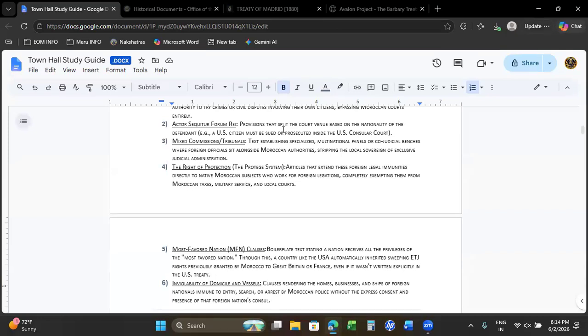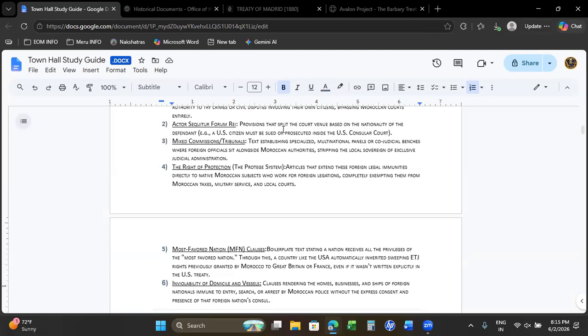Then number five says the most favored nation clause. It says, boilerplate text stating a nation receives all the privileges of the most favored nation. Through this, a country like the USA automatically inherits sweeping ETJ. Now, this is not necessarily the case, but keep in mind that even when you read articles online, you have to read in between the lines. You have to take things with a grain of salt. If a Moor doesn't know, nobody knows, and that's only because whoever thought they knew is sharing some information that the Moor is reading and now has to correct. That's what's going on here. So this is just an AI study guide that, like always, we have to correct.